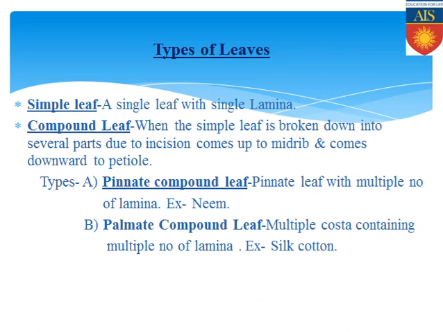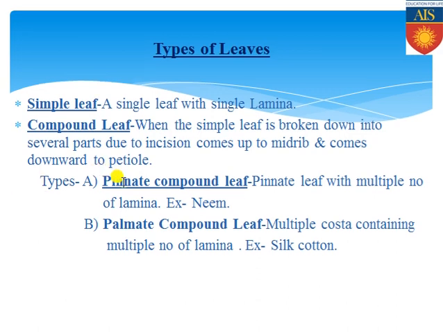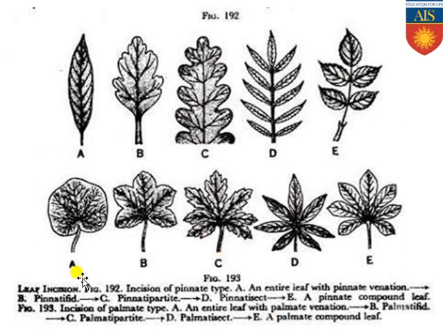We all know pinnate compound leaf is the kind of compound leaf where a single midrib or costa is present, okay, with a multiple number of laminae, so that is known as pinnate compound leaf. And palmate compound leaf is obviously a compound leaf where multiple costa or midribs will be present containing a multiple number of laminae, okay. As examples, you can see pinnate compound leaf is neem and palmate compound leaf is silk cotton. So just coming to the next slide to show you the types of leaf, here you can see a single midrib containing, single lamina containing leaf. So this is obviously the simple leaf.